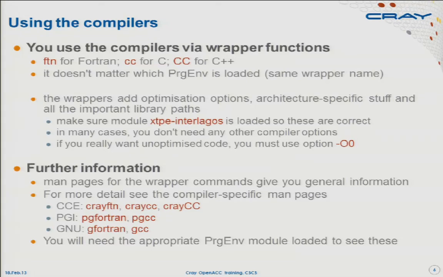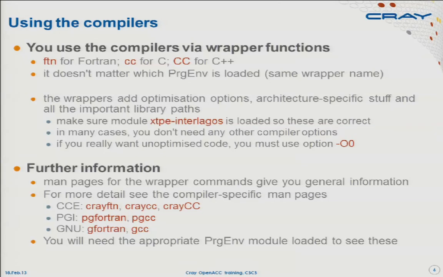You should also make sure that this module is loaded, so that you're using the CPU correctly and the right flags are being used. In most cases, you probably don't need any other compiler flags. The default with the Cray programming environment is optimized code. If you really want unoptimized code, you should say -O0. By default, you're getting -O2 with the Cray compiler. OpenMP is recognized by default, so if you don't want OpenMP, you have to switch it off. That's another kind of gotcha.